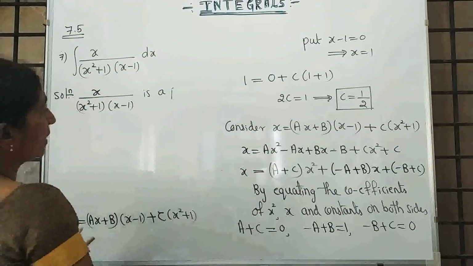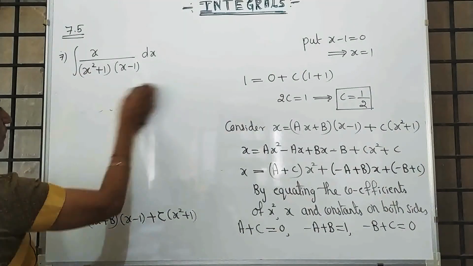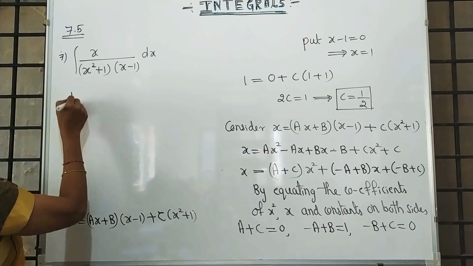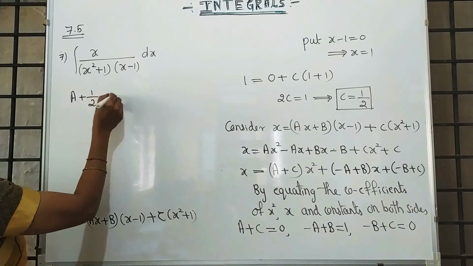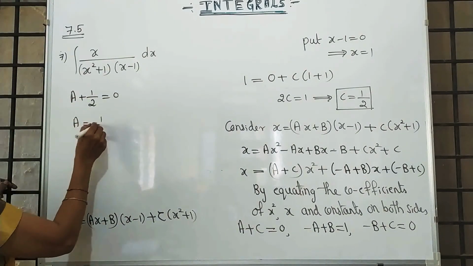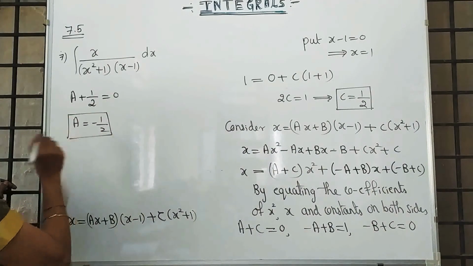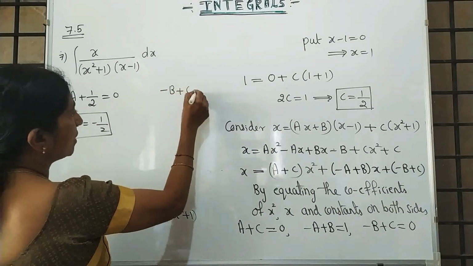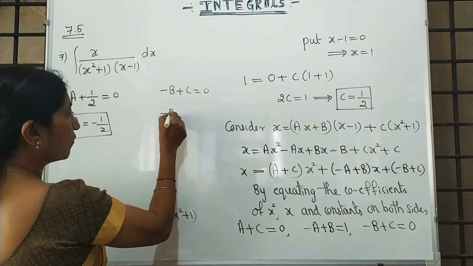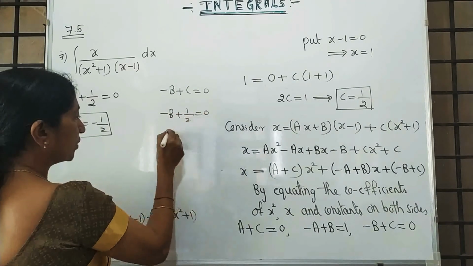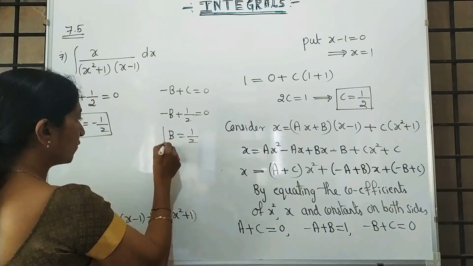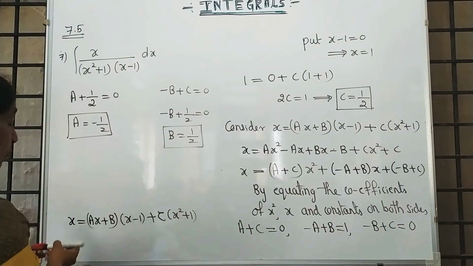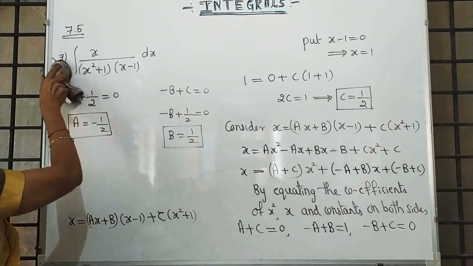And already we calculated the c value. Write down that c value in the equations. In a plus c, I am writing the c value: a plus 1 by 2 is equal to 0. So a is equal to minus 1 by 2. And taking the last one, minus b plus c is equal to 0. c is 1 by 2, so this implies b is equal to 1 by 2. See, a is minus 1 by 2, b is 1 by 2, c is 1 by 2. Write down these values in equation 1.